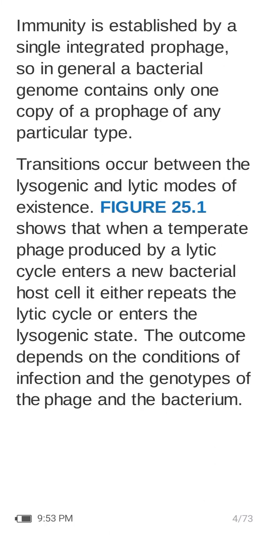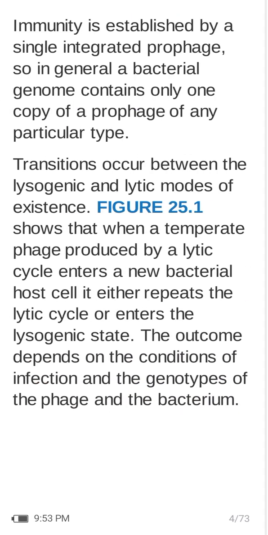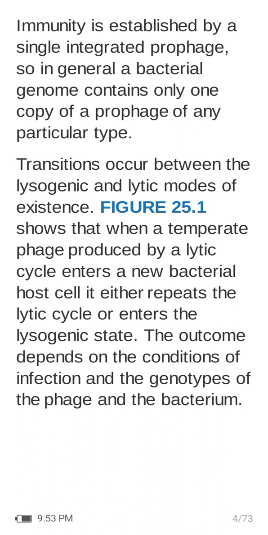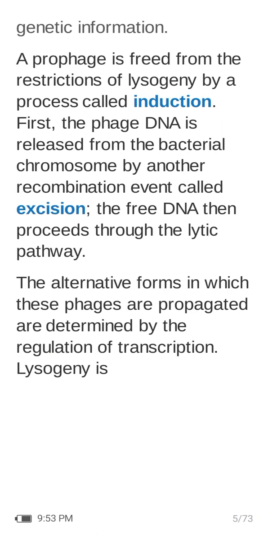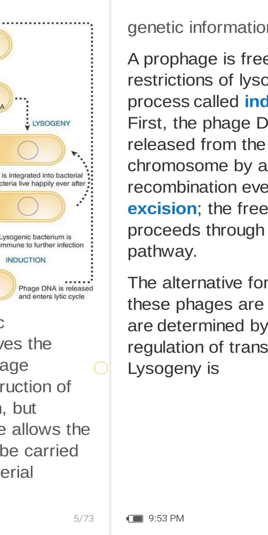Then transitions occur between the lysogenic and lytic modes of existence. The next figure shows that when a temperate phage produced by a lytic cycle enters a new bacterial host cell, it either repeats the lytic cycle or enters the lysogenic cycle. The outcome depends on the conditions of infection and the genotypes of the phage and the bacterium. So in this picture, you can see lytic development involves the reproduction of phage particles with the destruction of the host bacterium. But lysogenic existence allows the phage genome to be carried as part of bacterial genetic information.